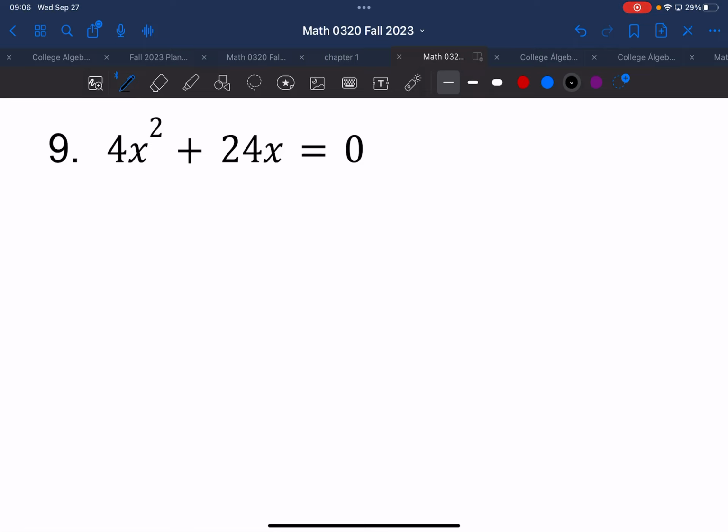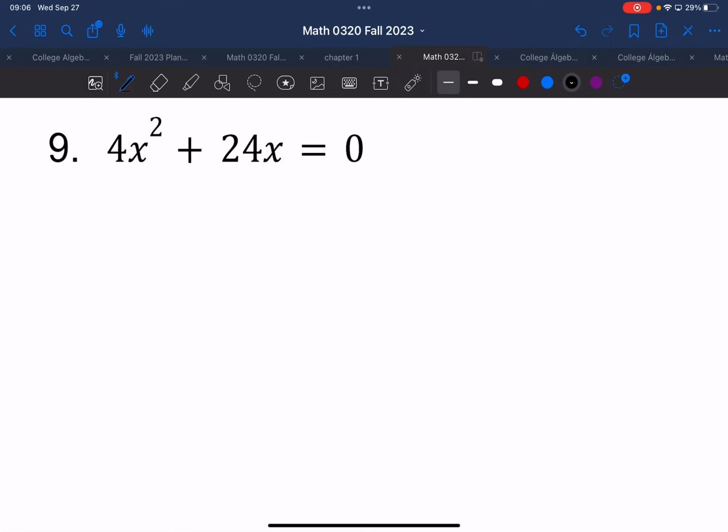Now we have a problem like number 9. What do you notice is different about number 9? It doesn't have a C value? Good, it doesn't have a C value. However, is this in standard form? Yes, because it is equal to 0. So it's just missing that C value.